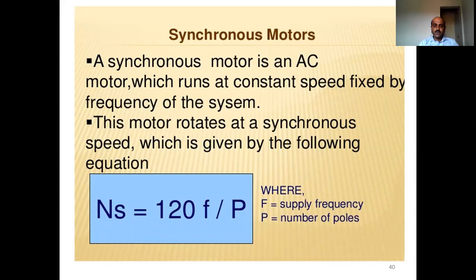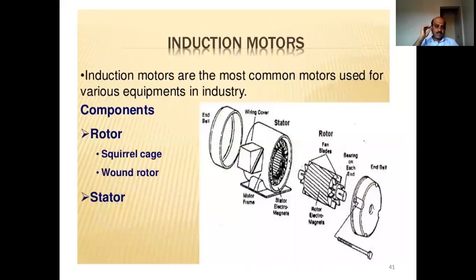So such type of motors we call as synchronous motors. We can calculate the synchronous speed by using this formula. And the next type of motors is induction motors. These are the common type of motors we use for various equipment. So look at the different parts of this induction motor: rotor and stator.